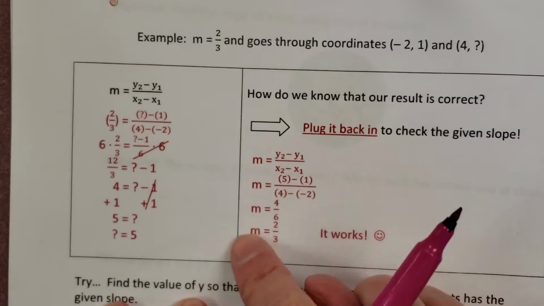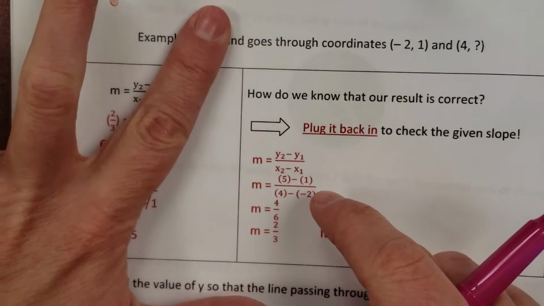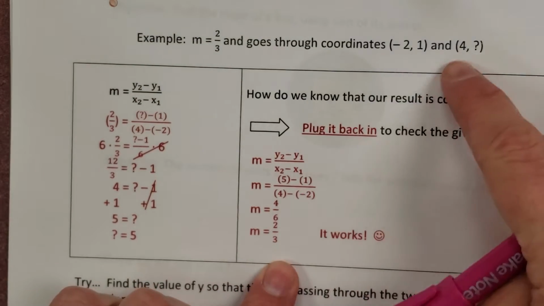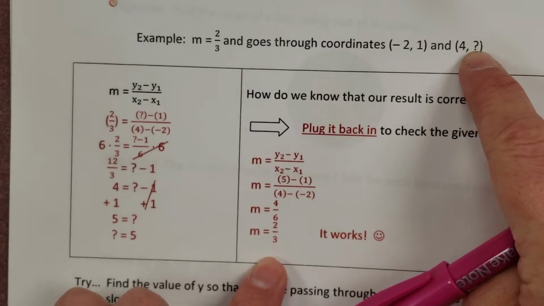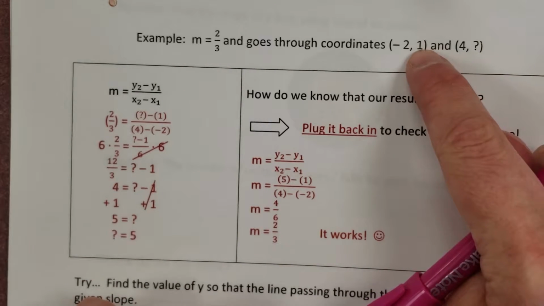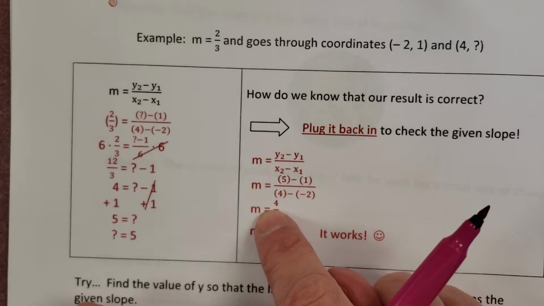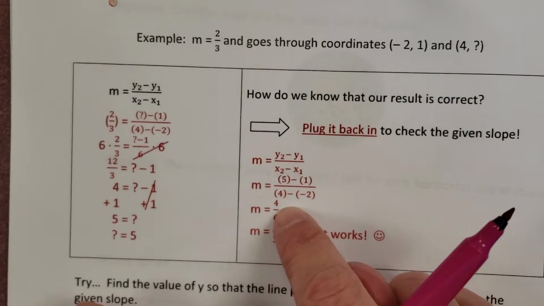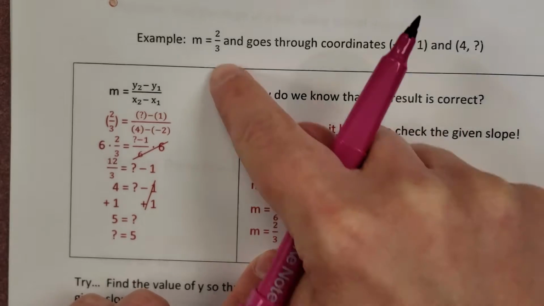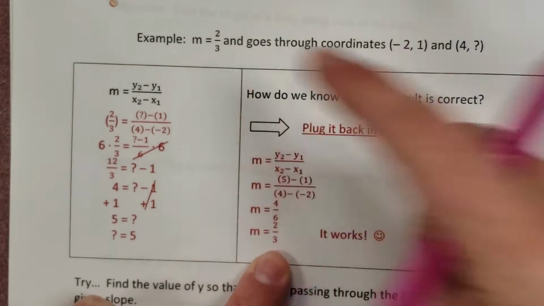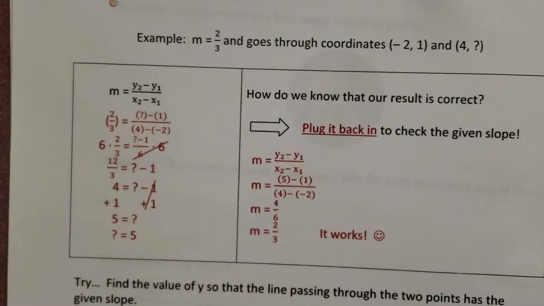So if I pretend that I don't know the slope, and that this place is filled with a 5, it would be 5 minus 1 over 4 minus -2. And when I sub that in, 5 minus 1 is 4. 4 plus 2 is 6. And then I got 2/3, which is what my slope should be. It works. It's a very validating feeling to put that in and find that it actually works out.